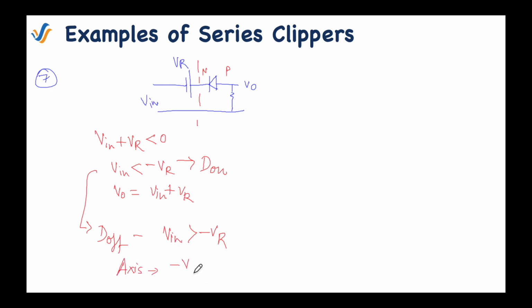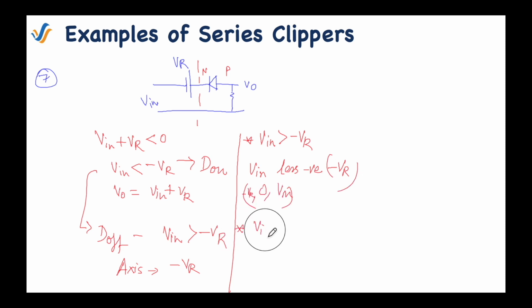Minus of VR. Dear learners, here you should note a very important point. When we are saying that V in is greater than minus of VR, whatever the value of V input which is less negative than minus of VR. And if we are saying that V input is less than minus of VR, it means V input is more negative than the minus VR.